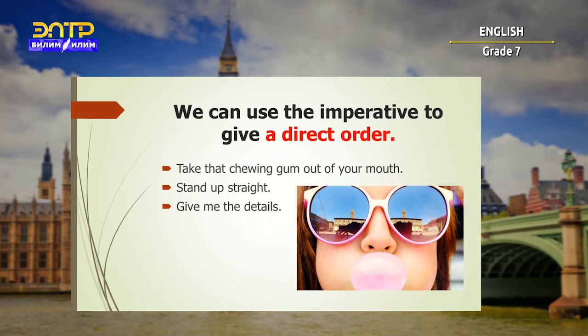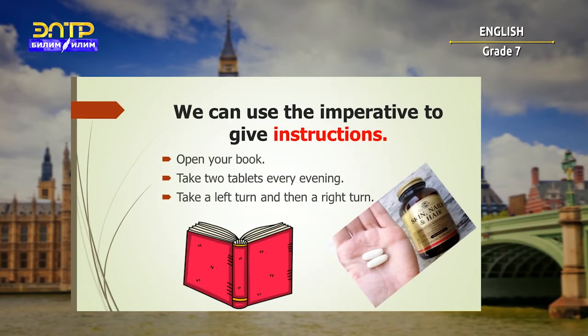We can use the imperative to give a direct order. Examples include: take the chewing gum out of your mouth, stand up straight, give me the details. We can use the imperative to give instructions. Open your book. The other example: take 2 tablets every evening. Or the last example is: take a left turn and then a right turn.